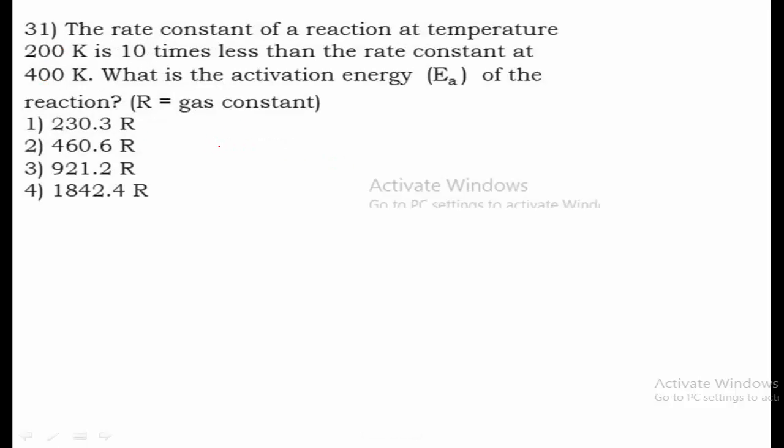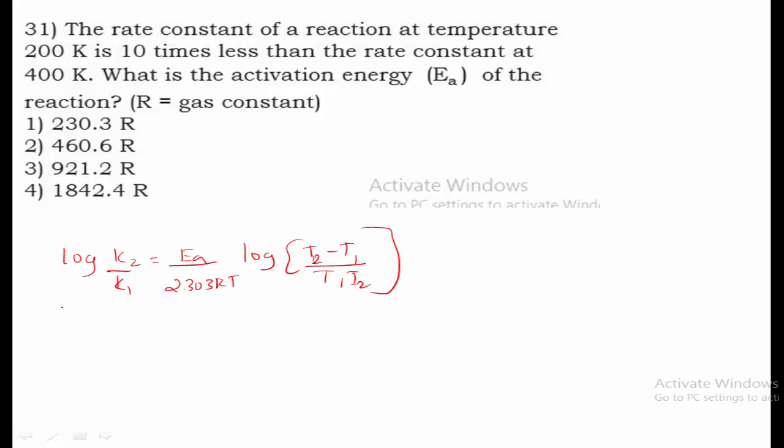31st question. The rate constant of a reaction at temperature 200 Kelvin is 10 times less than the rate constant at 400 Kelvin. What is the activation energy of the reaction? So what is the formula that you know? log K2 divided by K1 is equal to Ea divided by 2.303 R, log T2 minus T1 divided by T1 T2. This is the formula that you have.